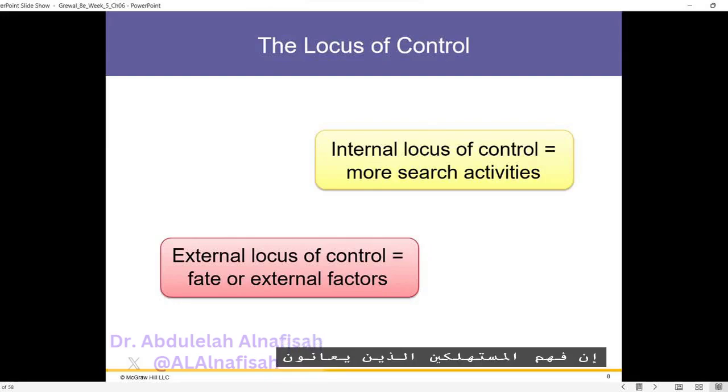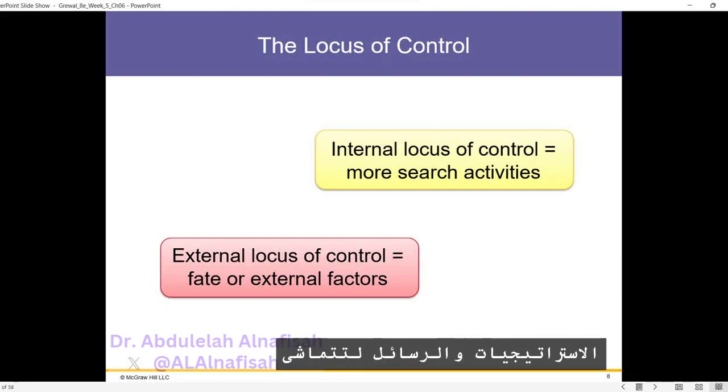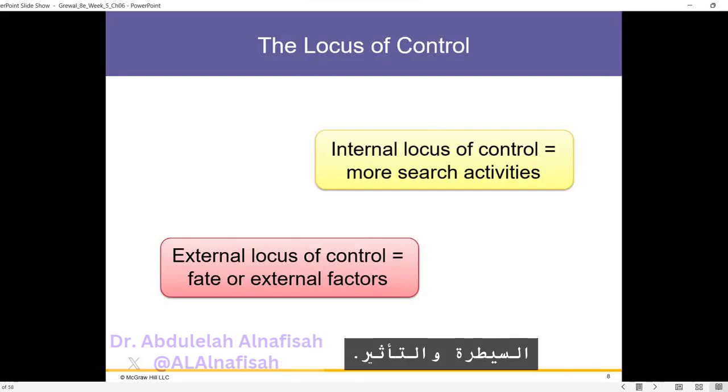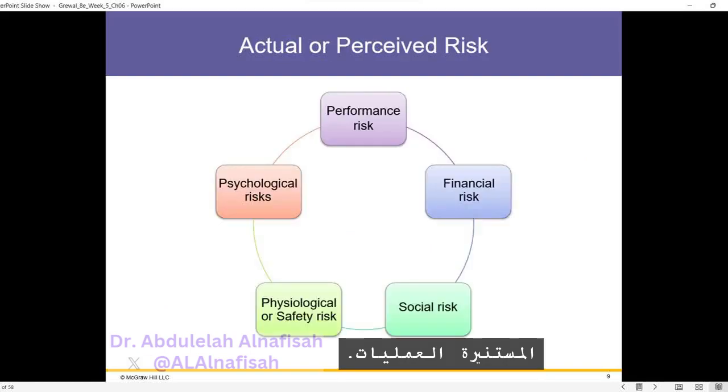Understanding consumers' locus of control can help marketers tailor their strategies and messaging to align with individuals' beliefs about control and influence. By acknowledging and addressing consumers' perceived control over their purchasing decisions, marketers can enhance their ability to connect with their target audience and facilitate informed decision-making processes.